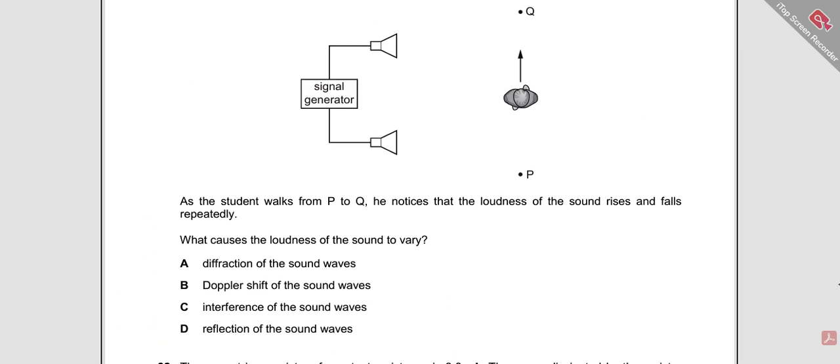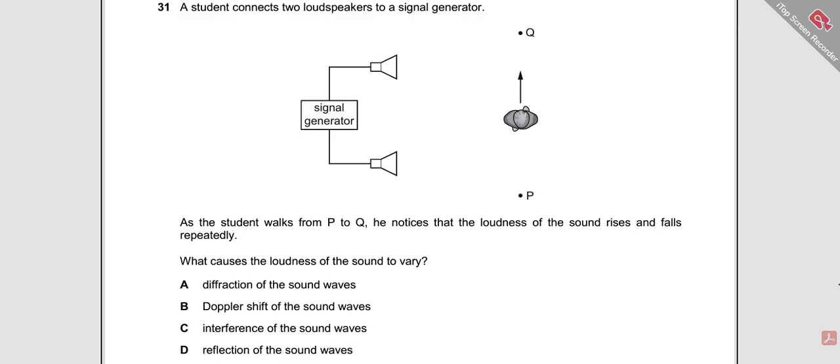Then they say that a student connects two loudspeakers to a single signal generator. We have a signal generator, it is connected with two loudspeakers, so whatever is the source, it is being transmitted to these two, right? So that is a case of coherent sources, remember. Then as the student walks from P to Q, like starting from this point, the student is going away and towards Q, he notices that the loudness of the sound rises and falls repeatedly.